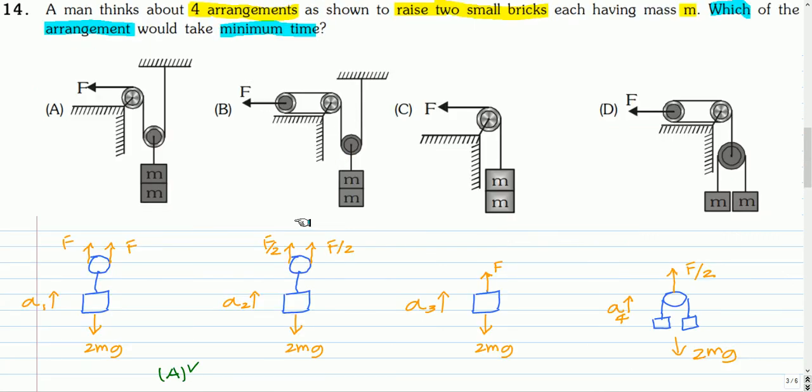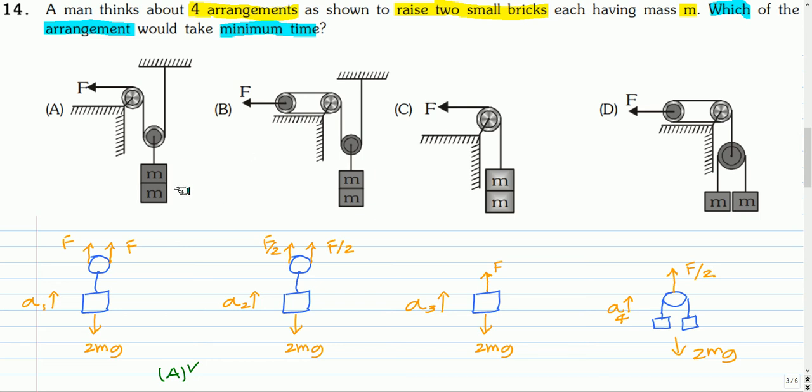This is the next question. A man thinks of 4 arrangements as shown to raise two small bricks, each having mass m. Which of the arrangements would take minimum time? The one which will take minimum time is the one which has got maximum acceleration. If acceleration is more, then the block will move up faster.